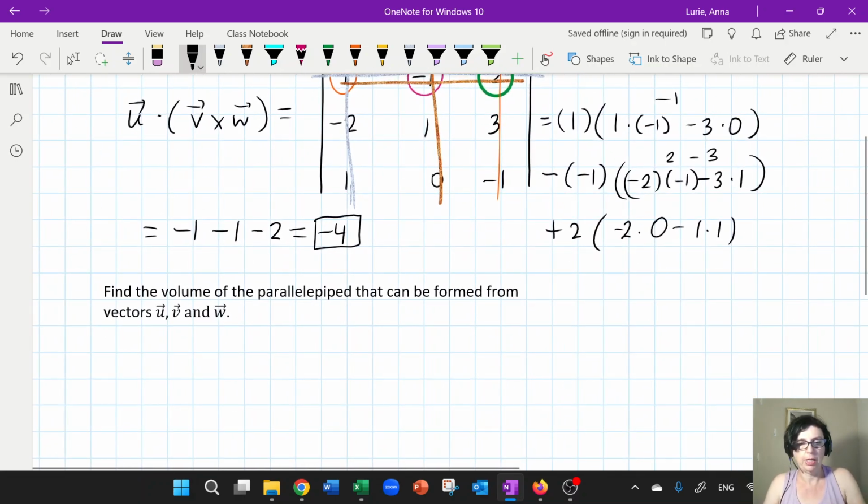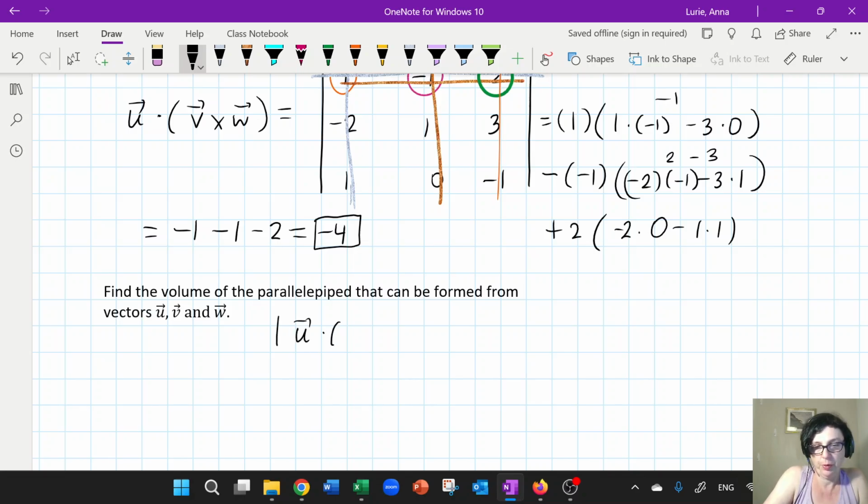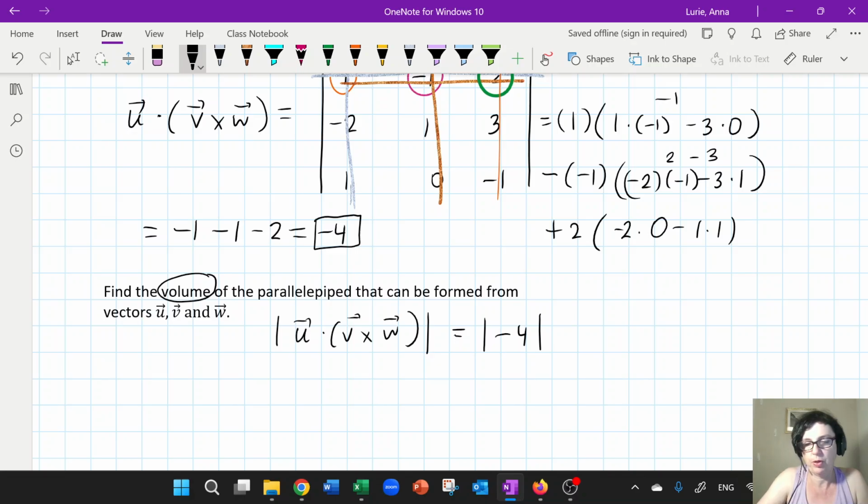The next question says, find the volume of the parallelepiped that can be formed by these vectors u, v, and w. So I'm not going to try to draw the parallelepiped, but what we know is that the volume of the parallelepiped is obtained by taking the scalar triple product, and by the way, in any order we want, because once we find it, we are going to take the absolute value of the answer. So absolute value, why? Because the volume of anything cannot be negative. So that's why this is going to be the absolute value of -4.